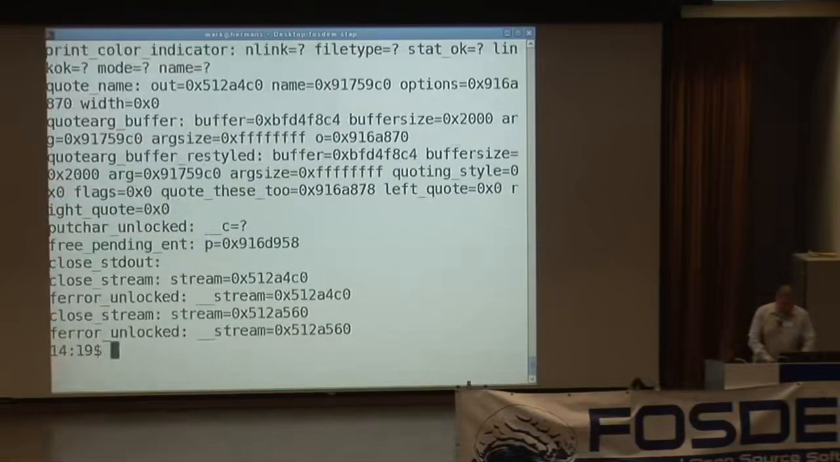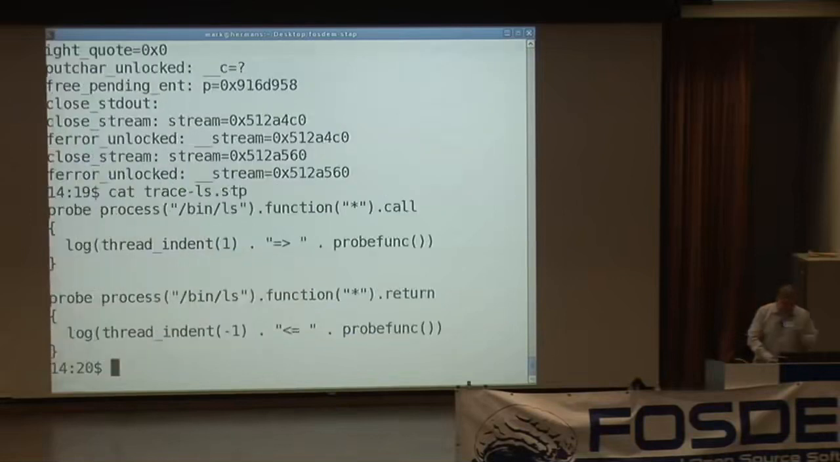To show a bit that you can also format it nicely, because this is just too much output. Here we probe each function call, and then we print out, we add a bit of indent to the current thread, and on each return we decrease the indent and we show arrows if we're going into a function or coming back.